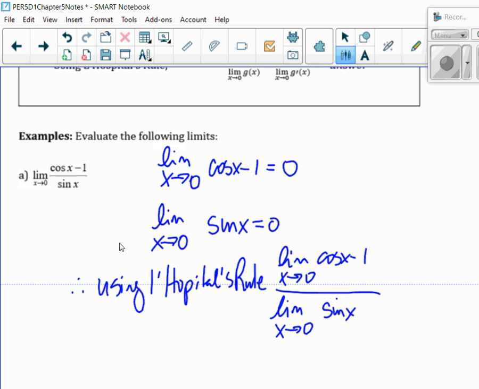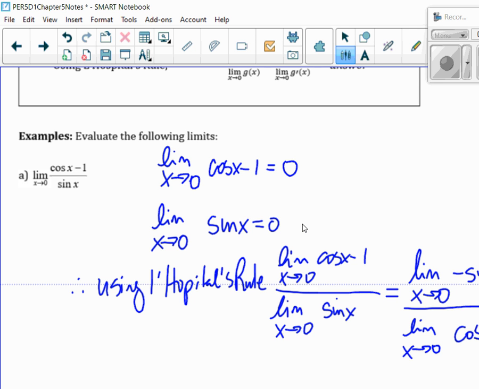Now we're going to apply L'Hopital's rule. What L'Hopital's rule says is if you have a 0 over 0 setup, you can actually find the derivative and then find the limit again, and you'll get the same answer. So using L'Hopital's rule, this equals the limit as x goes to 0. Now what's the derivative of cos x minus 1? Negative sine x. And this is over cos x. Now if I plug it in, do I get 0 over 0 again? No, you get 0. If you happen to get 0 over 0 again, you're allowed to do L'Hopital's rule again. You can keep on going until it's done.